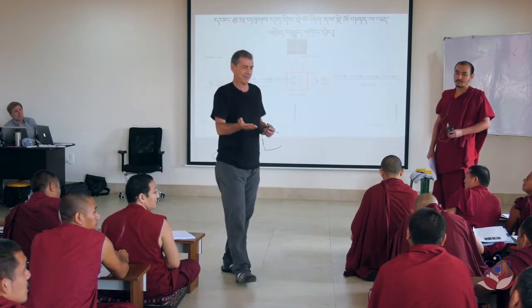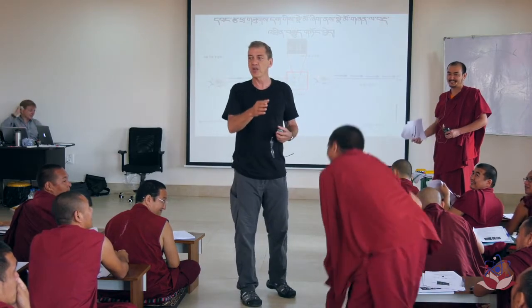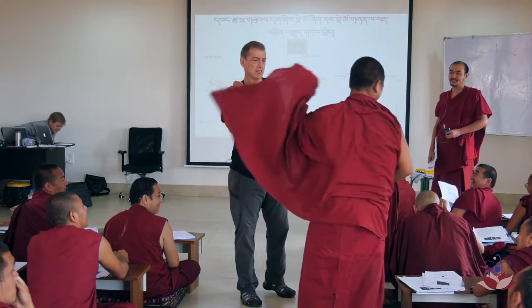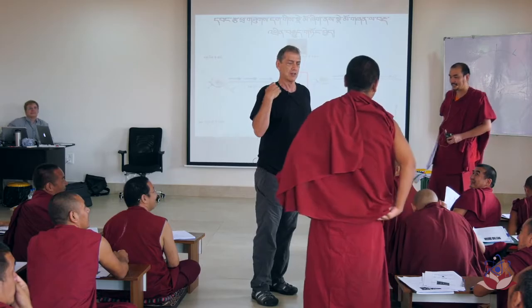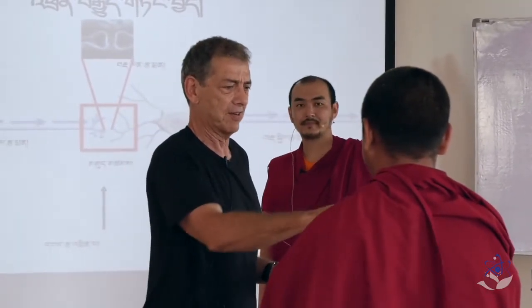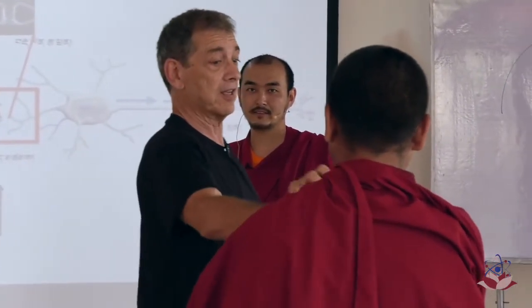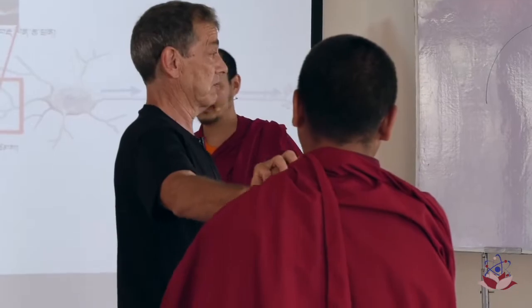Stand up. Okay, so he's going to be a dendrite. Put your hand out. Okay, like a dendrite, okay? Okay. So the question was, did the two neurons touch like that?